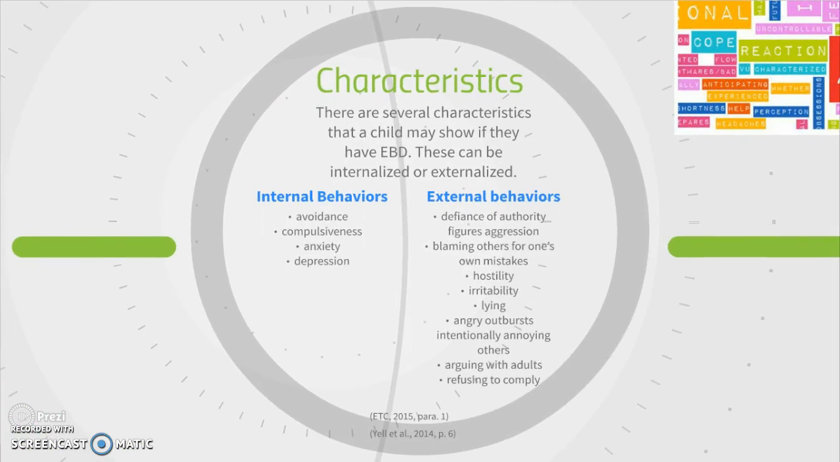So there are characteristics that a child may show if they have EBD. They're either internal behaviors or external. There are a variety of characteristics that your child might express. Students with EBD can show a wide range of behaviors which will require intervention and effective teaching strategies to teach the child how to make better choices and stay focused in their learning.